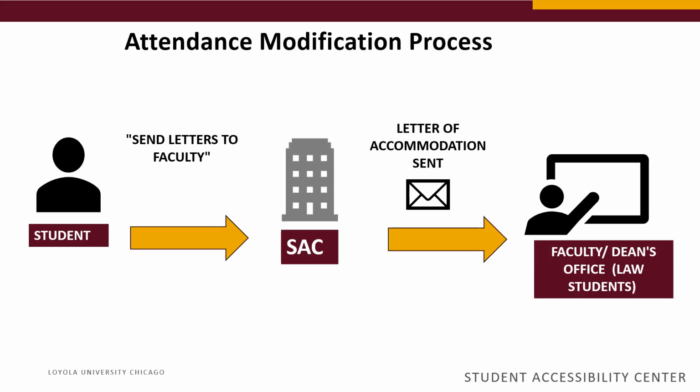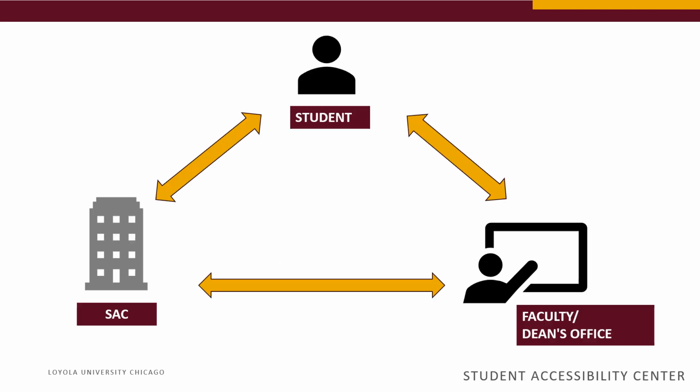First, students request their letter of accommodations be sent to their faculty at the beginning of each course term via Accommodate. The SAC notifies faculty that the student has approved accommodations. Letters for law students are delivered directly to the dean's office and are not immediately delivered to faculty. When faculty or the dean's office receives the letter of accommodation for an attendance modification, they can contact the SAC to find reasonable implementation in their course.